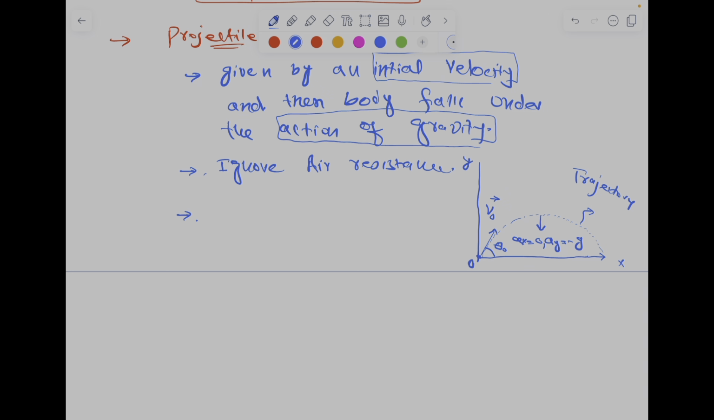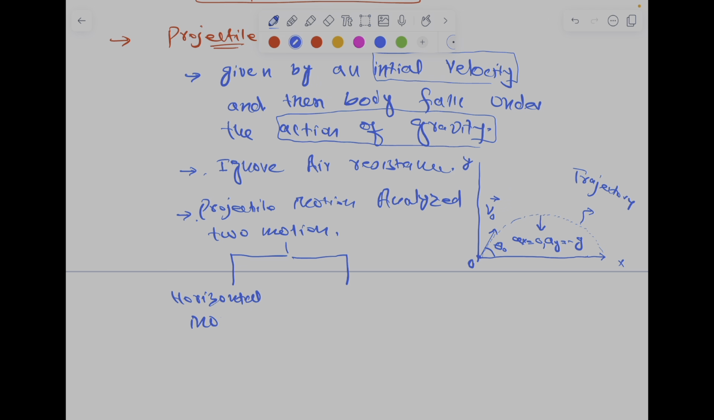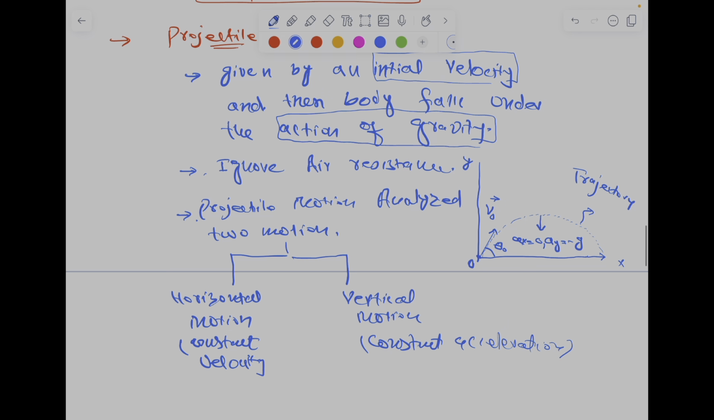So projectile motion is analyzed as two motions: the horizontal motion with constant velocity, and the vertical motion with constant acceleration.